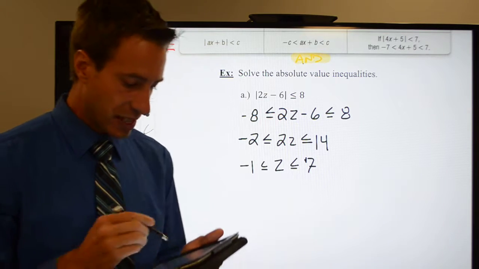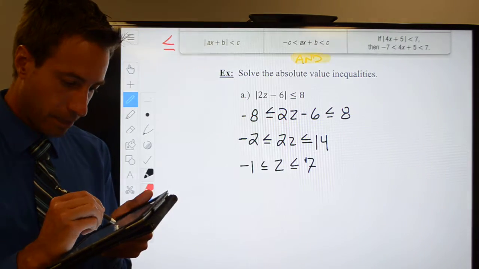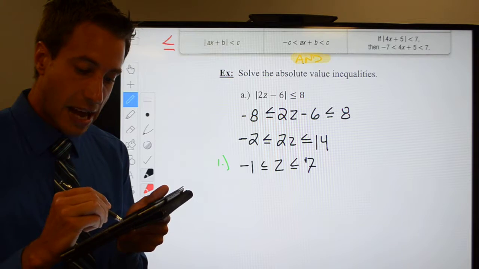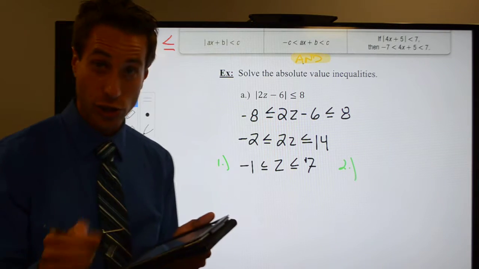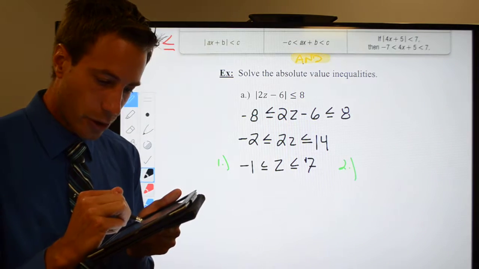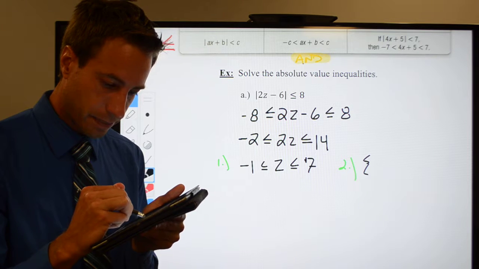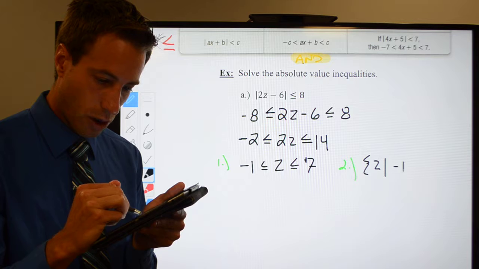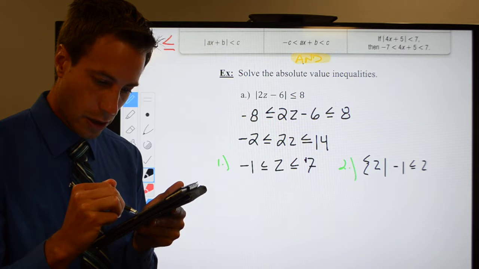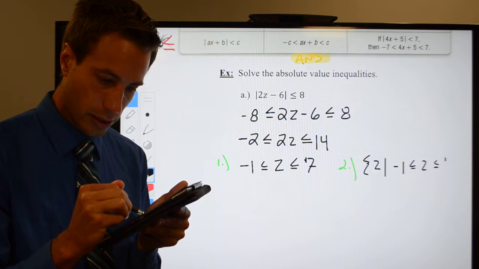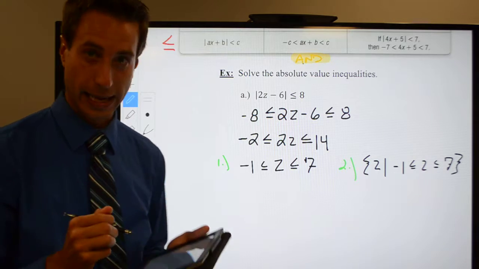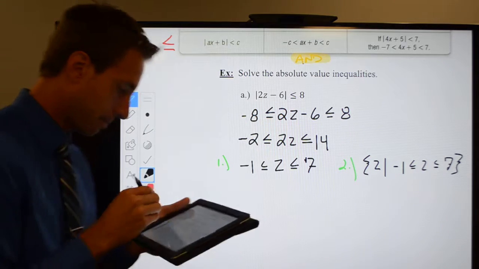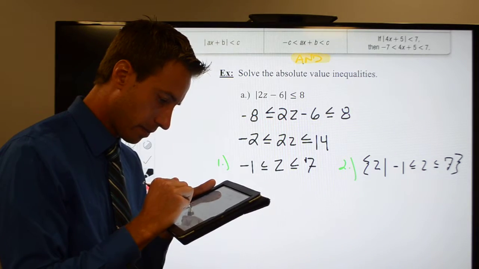Okay, now remember these ones. There is my inequality. These ones we can write in set builder notation, so let's do it. Set builder notation is going to be the brackets. It's all values of z such that negative 1 is less than or equal to z, which is less than or equal to 7. Close your brackets. And let's go ahead. Third one.